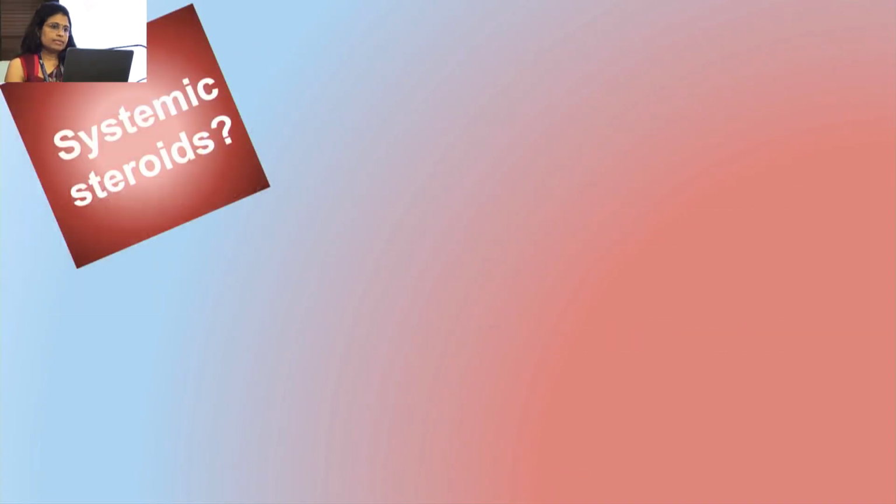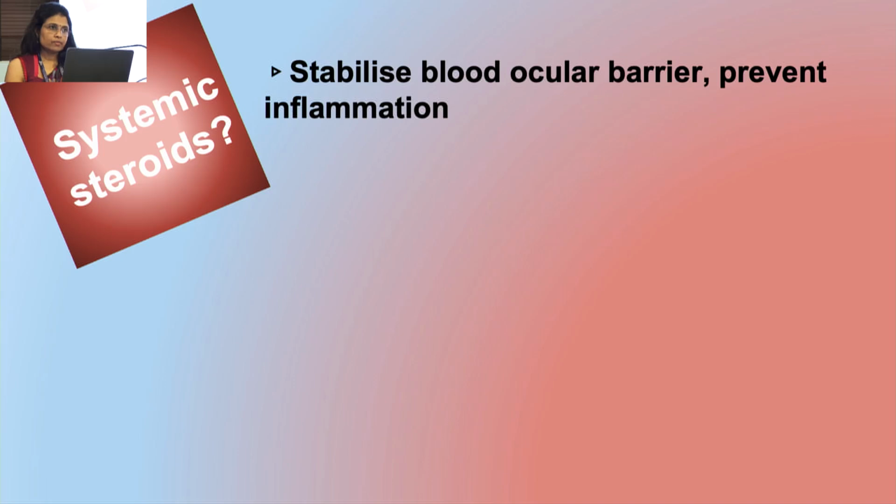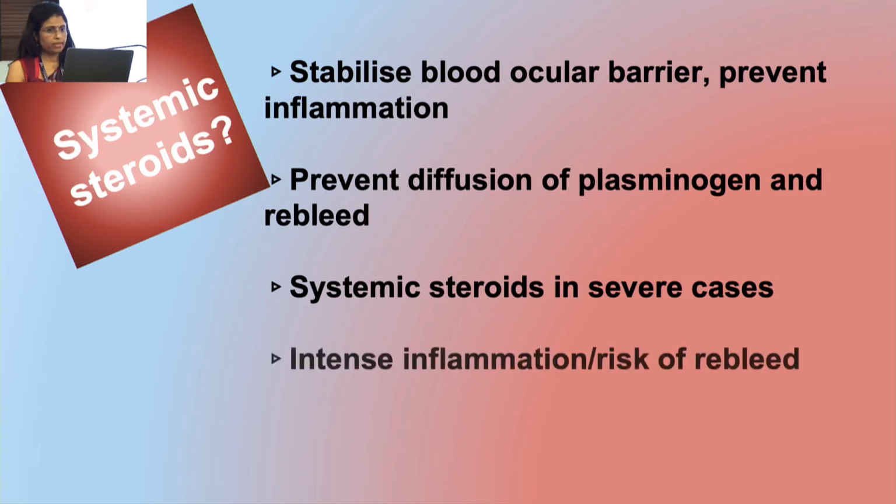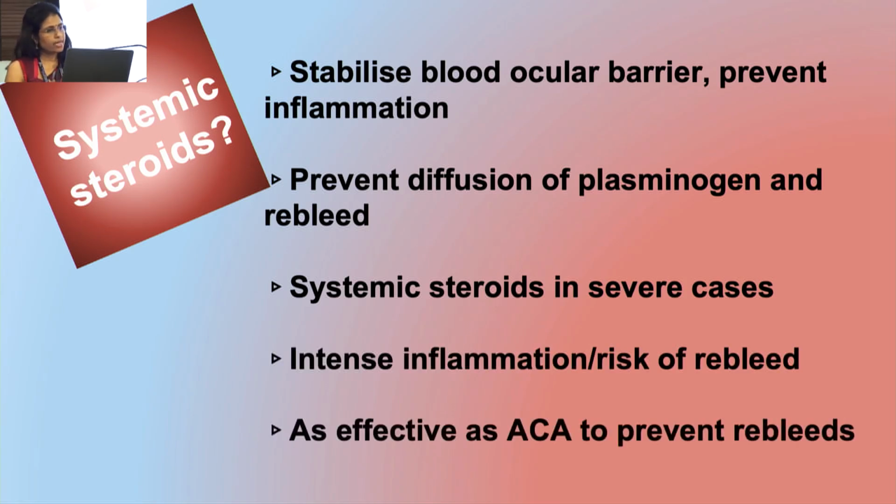Systemic steroids are actually a very good thing to use in hyphema, because they can stabilize the blood-ocular barriers, prevent inflammation, and also prevent rebleeds. So systemic steroids can be considered in severe cases, especially when you suspect rebleeds, and they are as effective as other drugs like aminocaproic acid. That is what the evidence says.